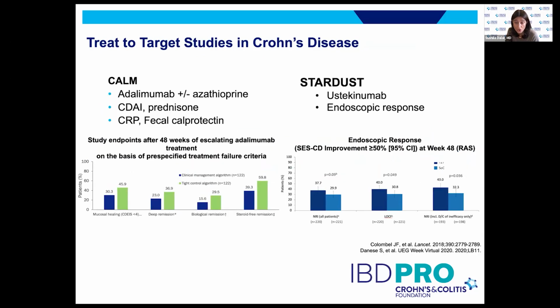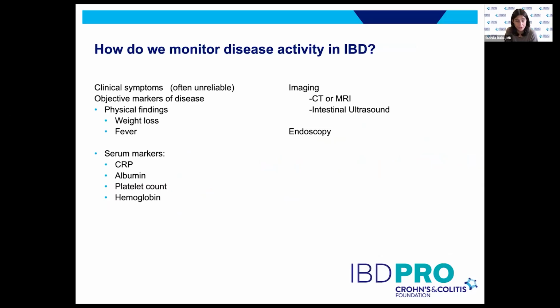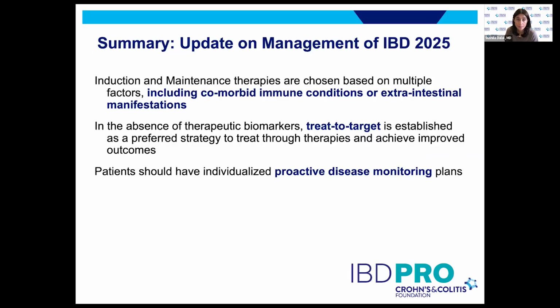There have been studies that show that when we modify our therapy to specific targets, patients do better. And how do we monitor? We look at objective markers like weight loss and fever, serum markers, imaging, CT, MRI, or intestinal ultrasound, and endoscopy.